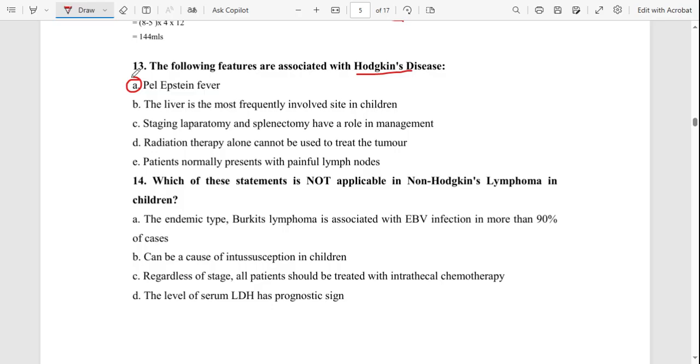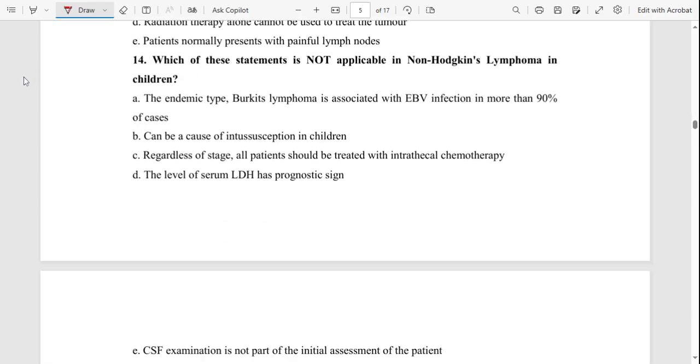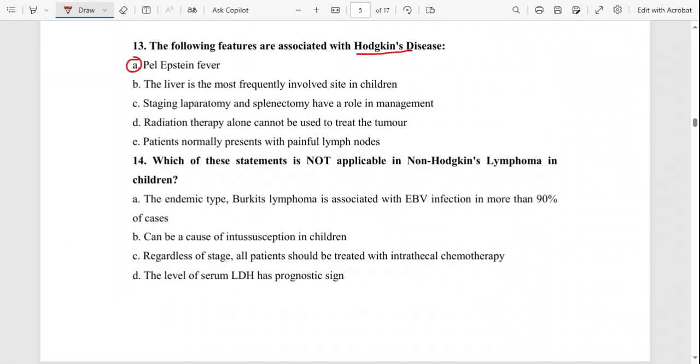Is this okay? Thank you. 14 is saying, sorry?